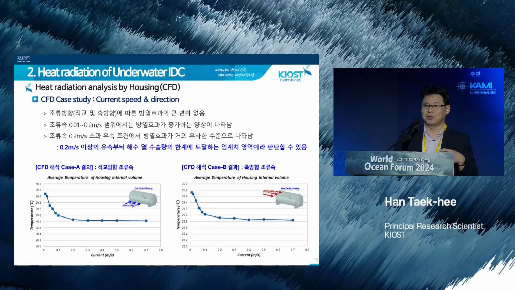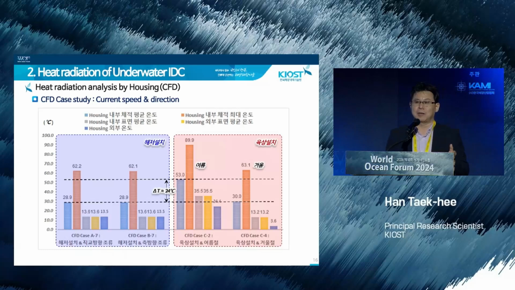조류속만 발생한다면은 거의 똑같은 효과를 발생하는 걸 알 수 있고요. So flow speed above 0.2 meter per second can be considered a critical factor where the limit of seawater heat transport is reached. 그다음에 해류 방향에 따라서 어떤 방향으로 놓는지는 큰 의미가 없다. 이런 거를 이제 확인을 했습니다. And direction is not significant.